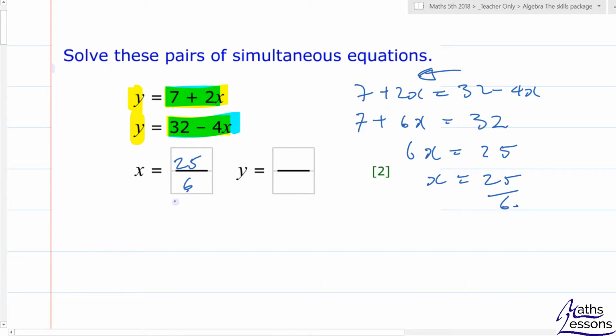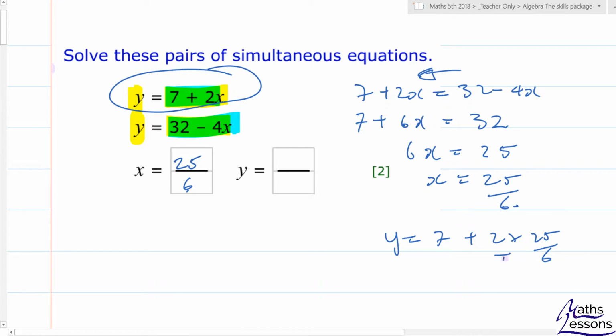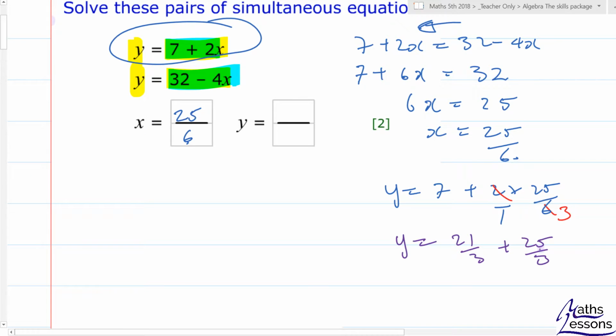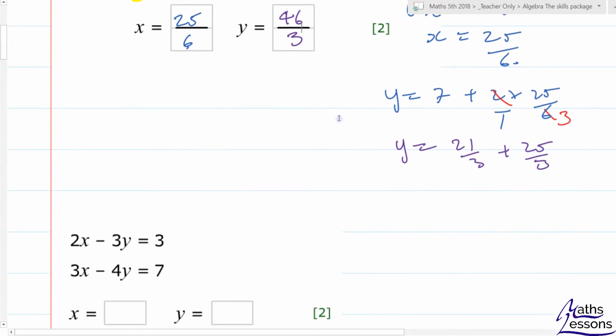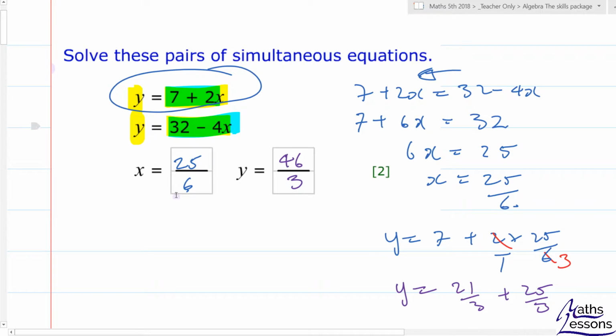And now we can find y. Now which one should we use? I think we'll use this one. So we're going to do y is equal to 7 plus 2 times 25 over 6. Now, because this is times, remember 2 is just like 2 over 1, I can do some cancelling. 2 into 6 goes 3. So I've got 25 over 3. Now, the 7 is the same as 21 over 3. And I've got plus 25 over 3. So altogether that will be 46 over 3. Okay. I could check by putting them back in, but we'll keep moving on.